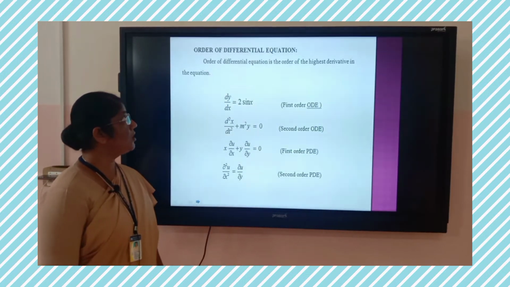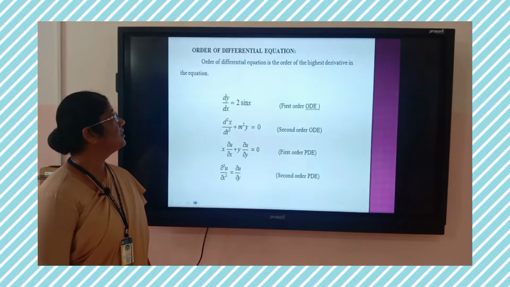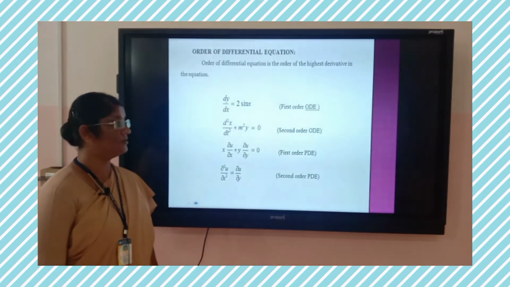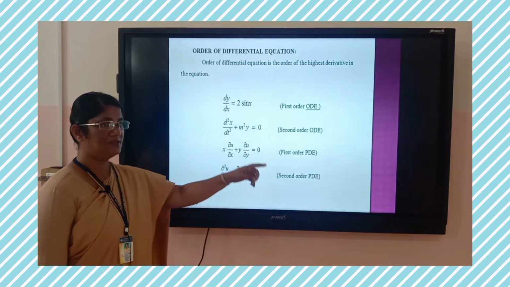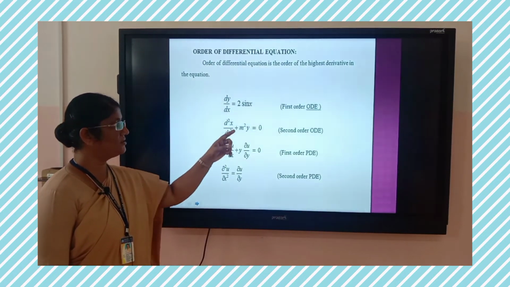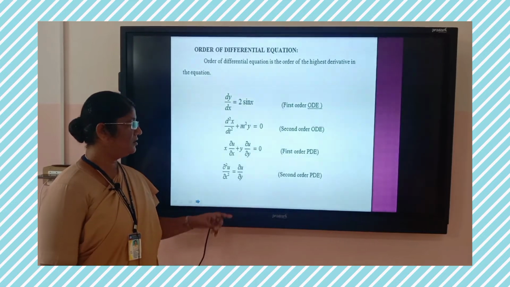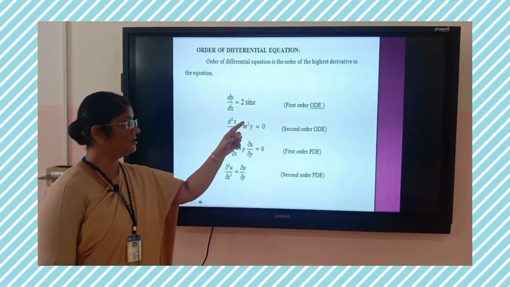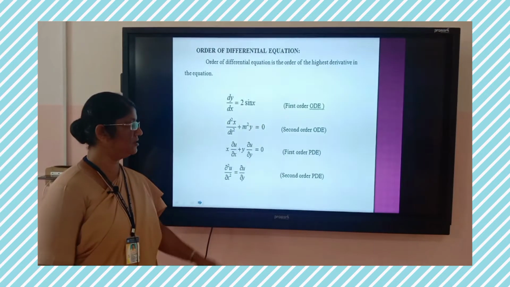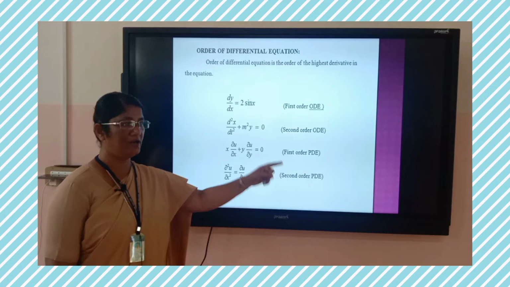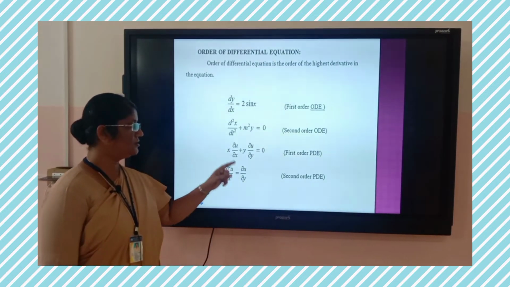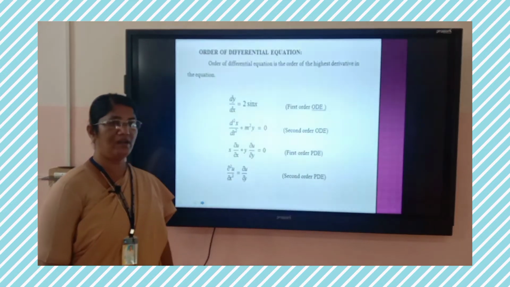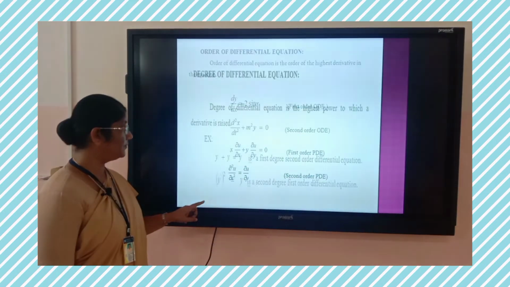Now we will see the definition of order of differential equation. The order of a differential equation is the order of the highest derivative in the equation. Here four equations I have given. The first two equations are ordinary differential equations. Third and fourth equations are partial differential equations. The first equation is a first order ordinary differential equation. The second equation is a second order ordinary differential equation. The third equation is a first order partial differential equation and the fourth equation is a second order partial differential equation.